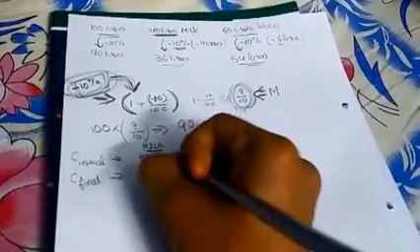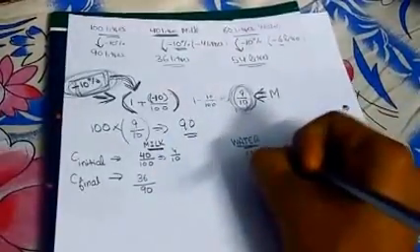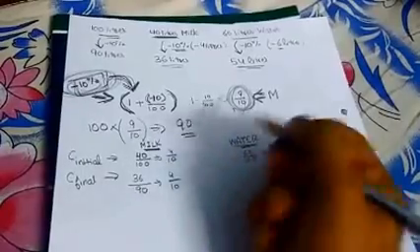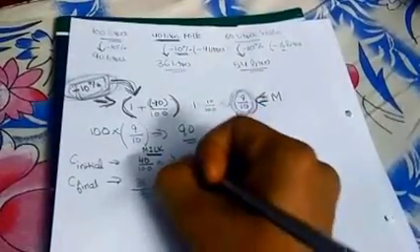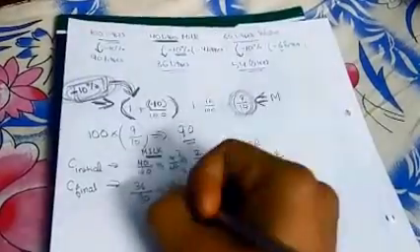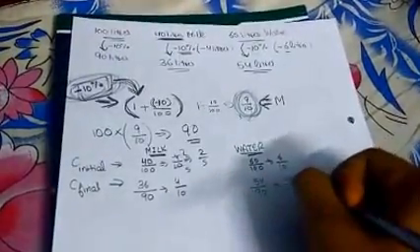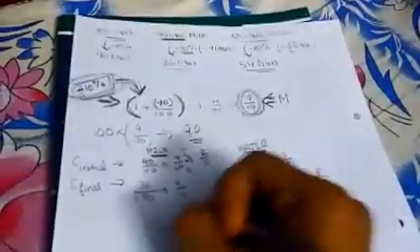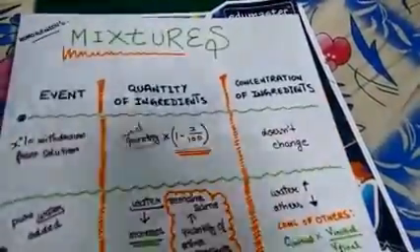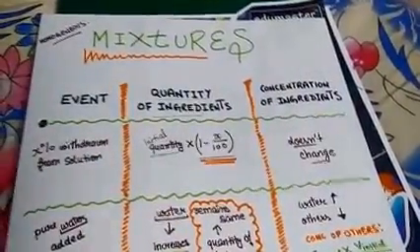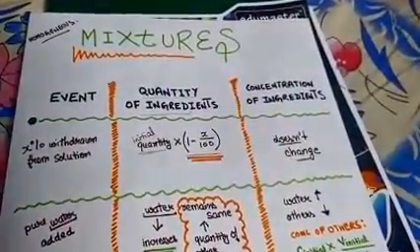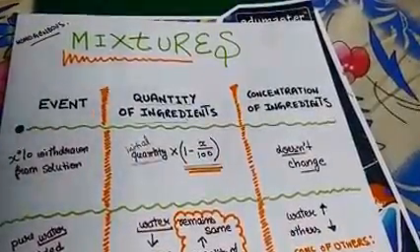And this again is 4 by 10, 2 by 5, and this is 6 by 10, 3 by 5. This again is also 4 by 10, 2 by 5. This again is 6 by 10, 3 by 5. So from this we can understand why this is written here, that actually there will be no change in the concentration of the ingredients. And I just showed you that mathematically.